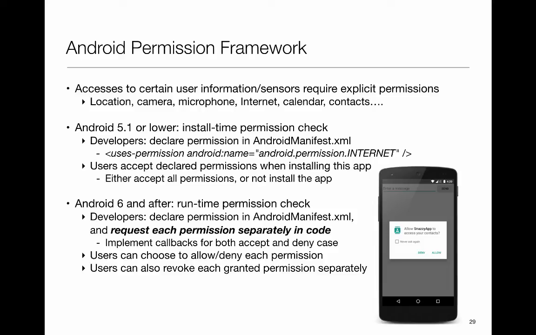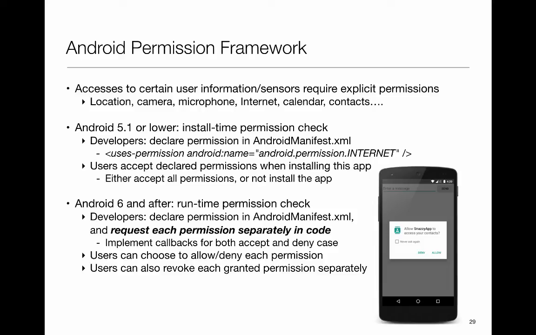So starting from Android 6, Google introduced this runtime permission check, which is similar to iOS. So developers now not only need to declare a permission in the manifest file, they also need to request each individual permission in the code at runtime. So you will see those kinds of screens right now in your newer Android phones, where the app is trying to access something, to allow or deny.